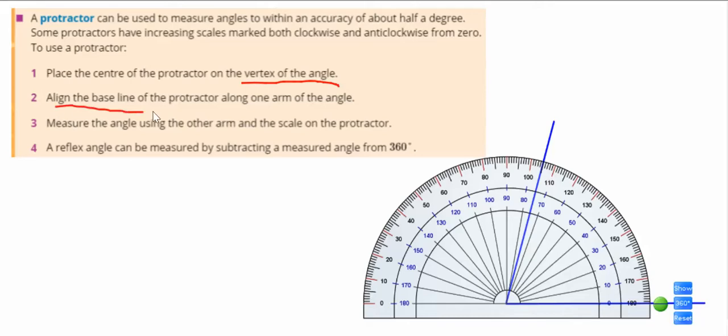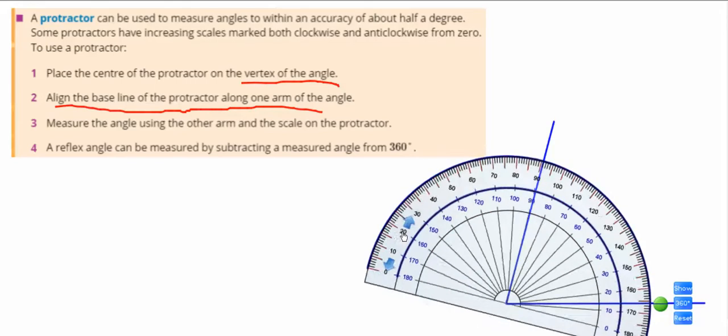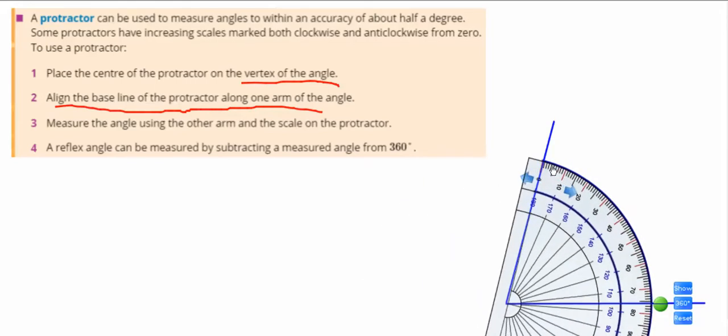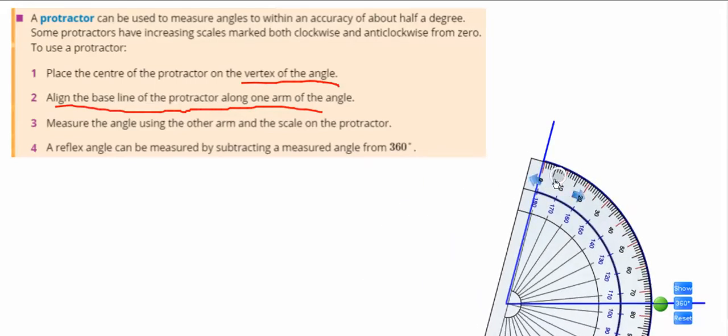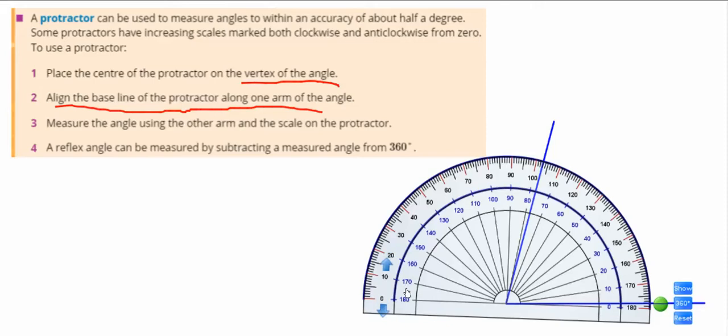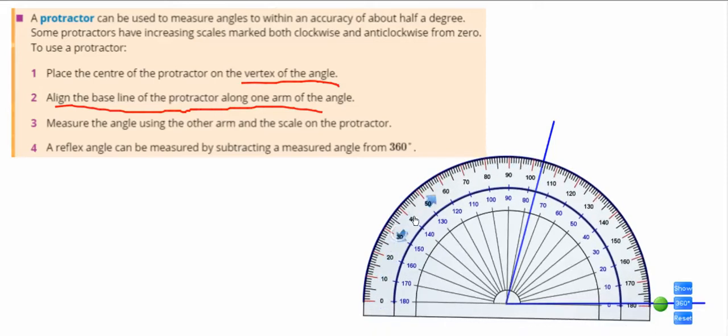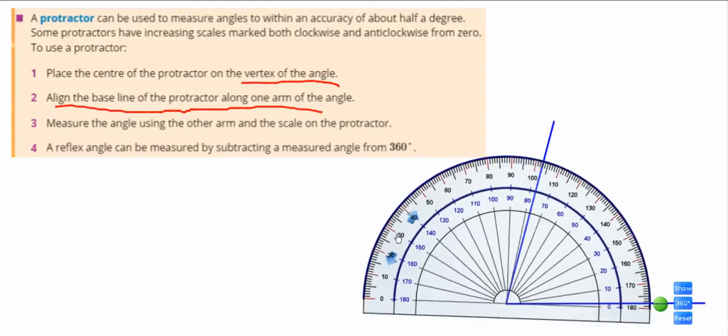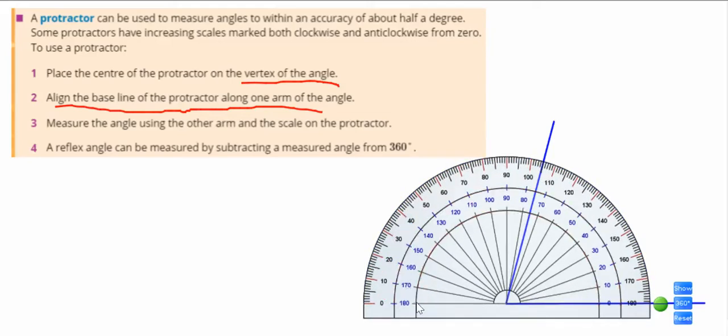You then need to align the base line of the protractor along one arm of the angle. I've done that along the bottom here. I could also spin this protractor around and align the base of my protractor with this other arm if I wanted to, and read it that way. I'd get exactly the same answer. It wouldn't be any different, so it doesn't really matter which way you do it. I'm going to do it this way just to make it a little bit easier. Again, fiddly. Then measure the angle using the other arm.